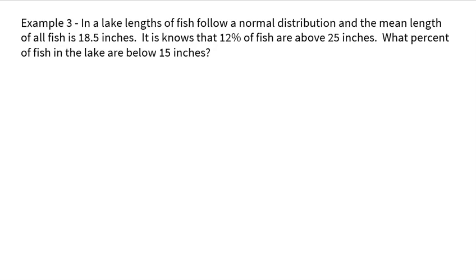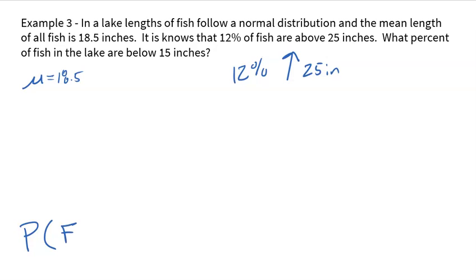All right. In a lake, lengths of fish follow a normal distribution. That's awesome. With a mean of 18.5 inches. All right, it is known that 12% of fish are above 25 inches. So that's not extremely significant or anything because 12% is not low, but 12% of fish are above 25 inches. All right, what percent of fish are below 15 inches? So the question they're asking me is what percent, what probability, what proportion of fish are below 15 inches.